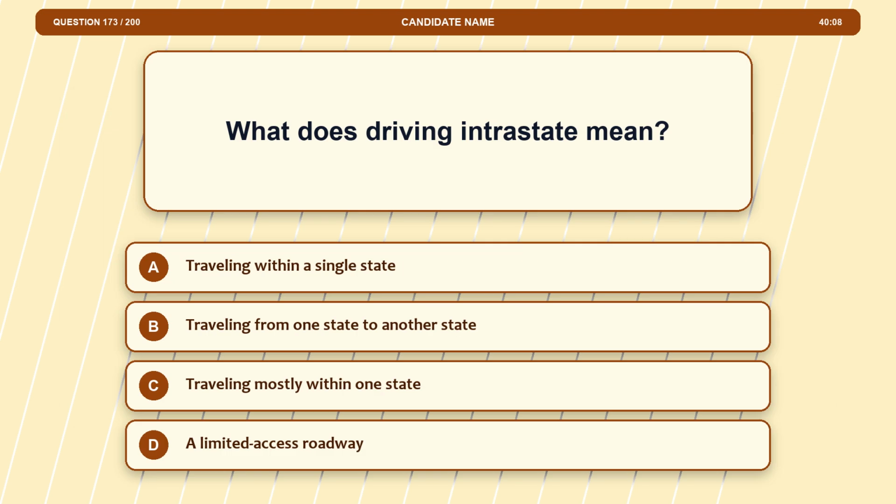Question 173. What does driving intrastate mean? Option A, traveling within a single state. Option B, traveling from one state to another state. Option C, traveling mostly within one state. Option D, a limited access roadway.